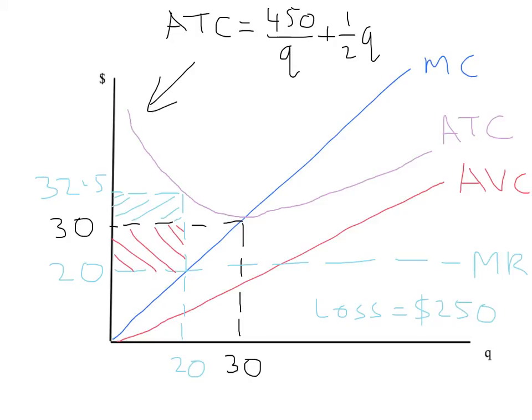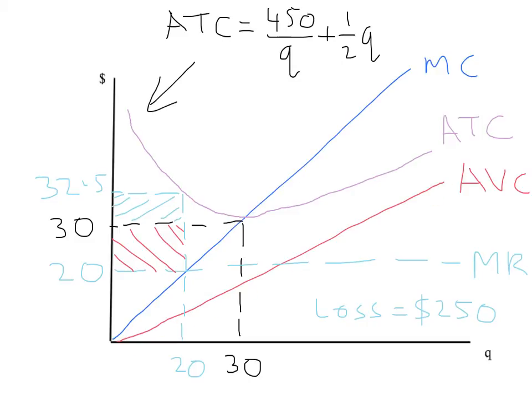Now, what's the choice for this firm? The firm can either produce 20 units and lose $250, or it can shut down. What happens if it shuts down? Well, if it shuts down, it loses all its fixed costs. Remember, its fixed costs are $450. So the choice for this firm is to either shut down and lose $450 or to keep operating in the short term and lose $250. It's better to keep operating. $250 is losing less than if you shut down today. Why is it losing less? Well, let's take a bit of a look at average variable cost.